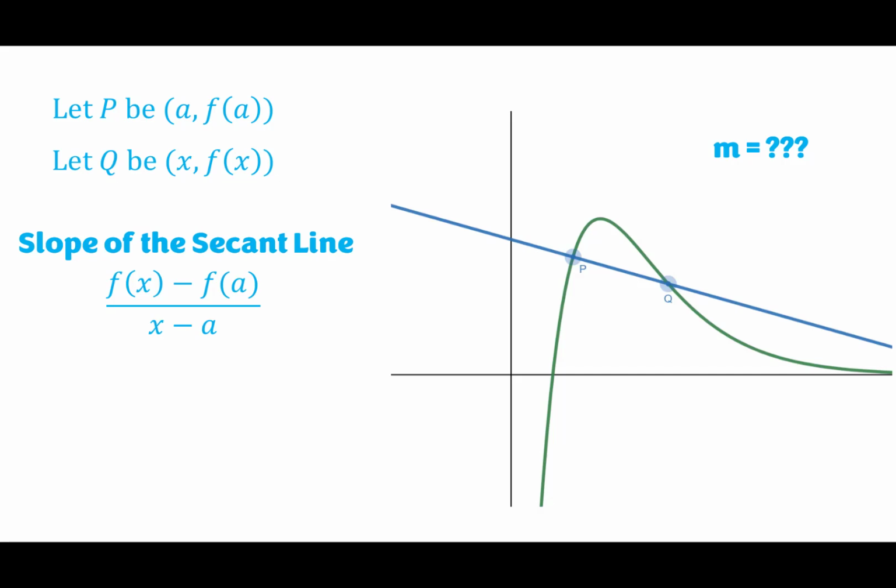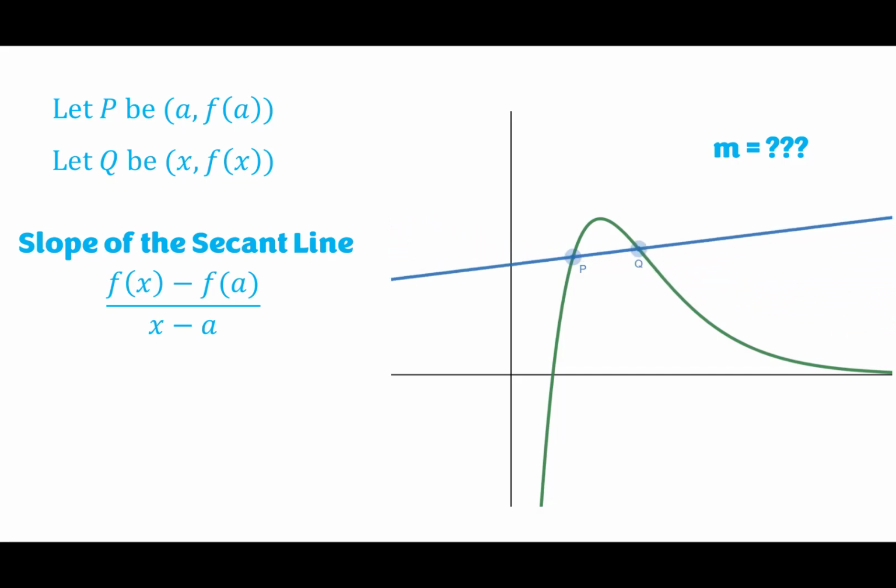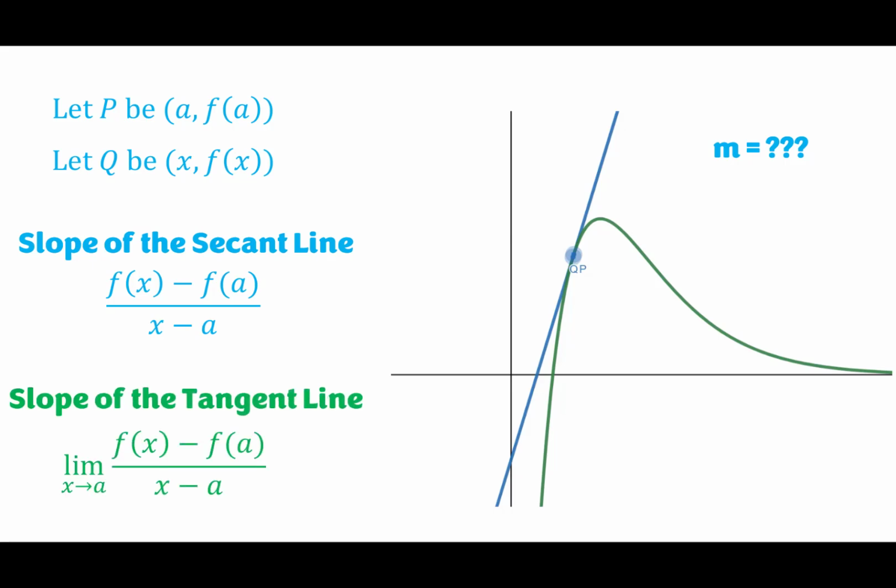The method to finding the slope of the tangent line is to let Q approach P. Let Q get closer and closer to P, and this should make you think of a limit. And here we are with the slope of the tangent line. We take the limit of the slope of the secant line as x approaches a, because as Q approaches P, that means x is approaching a. The secant lines are getting closer and closer to the tangent line. What we can say is the tangent line is a limiting position of the secant lines, and the slope of the tangent line is a limiting value of the slopes of the secant lines.